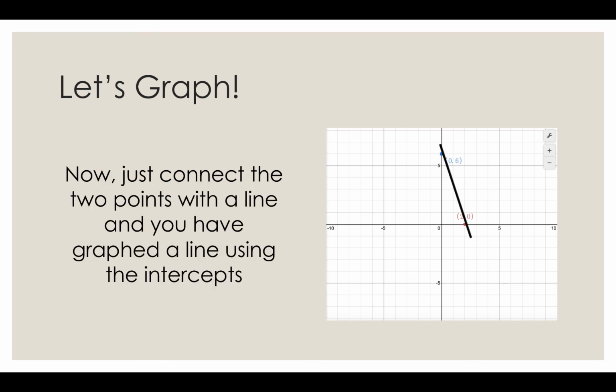So after plotting, just add a straight line between the 2 points, and you have successfully graphed a line using intercepts. Now let's try some exercises on your own.